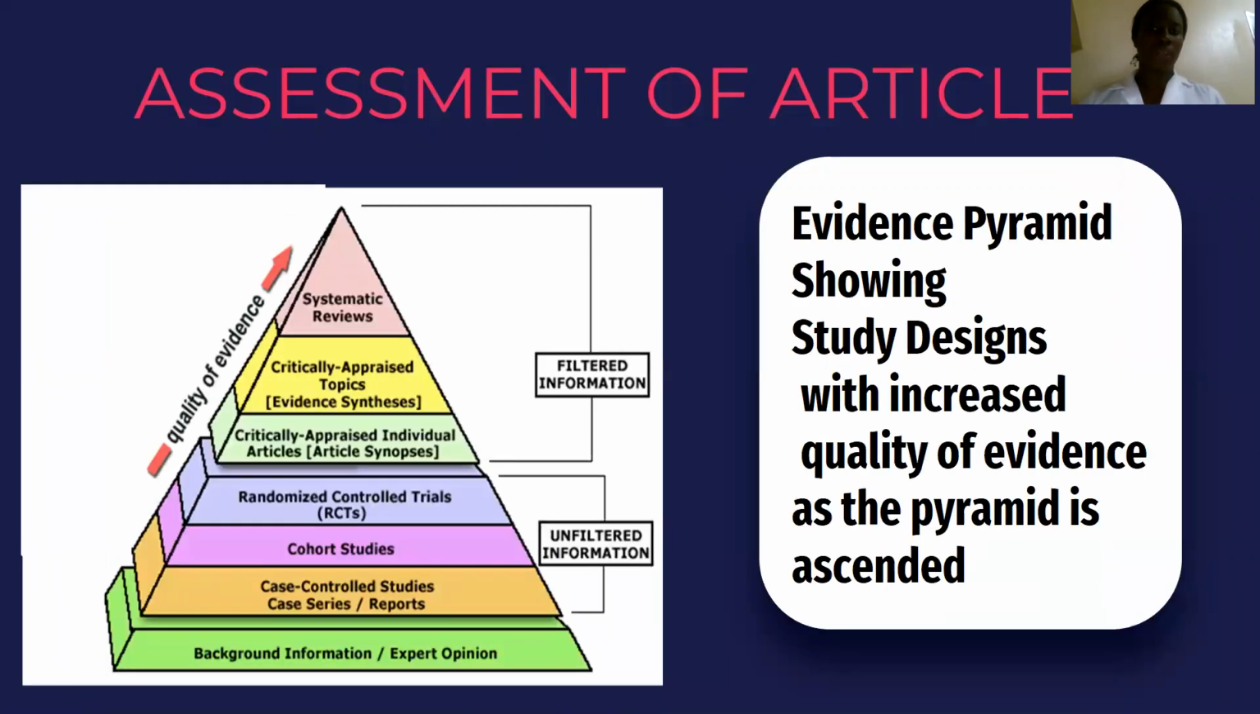Now, this is a picture of the evidence pyramid, which shows different study designs with increased quality of evidence as the pyramid is ascended. So as is shown, expert opinion is at the bottom of the pyramid, and it would have lower quality evidence relative to case control studies, as well as relative to cohort studies, and even systematic reviews.